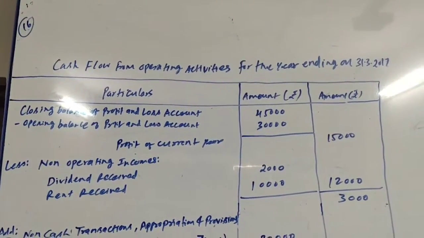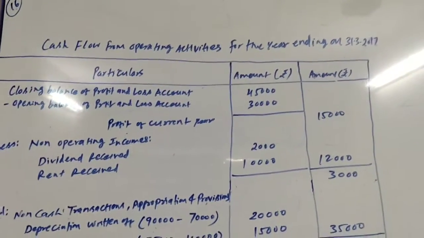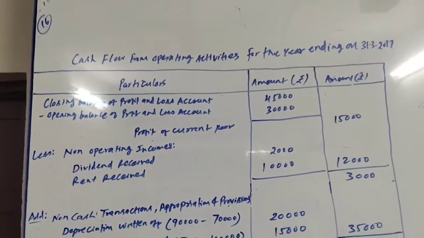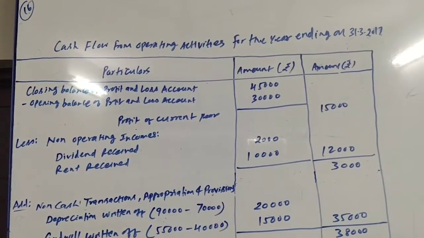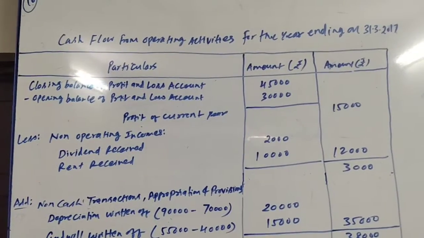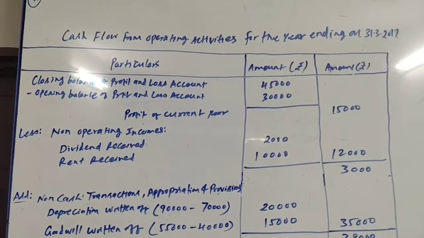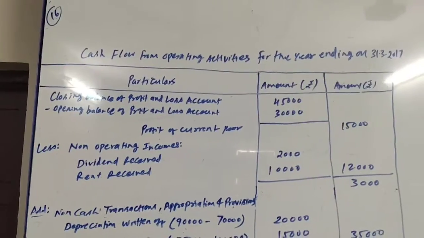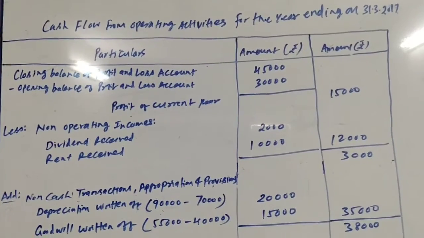Here it is. Sum number 16, cash flow from operating activities for the year ending on 31/3/2017. First of all, friends, we have to decide the profit of current year, which can be found by the difference of profit and loss account of 2 years. So closing balance of profit and loss account, that is balance as on 31/3/2017, is 45,000, and from that we will reduce the balance of profit and loss account of 2016, which is 30,000. So 15,000 is the difference, which is profit for current year.